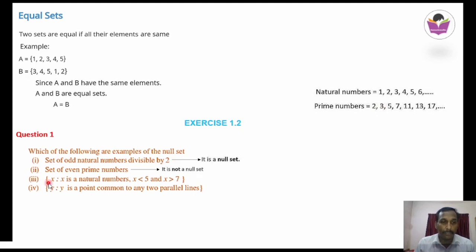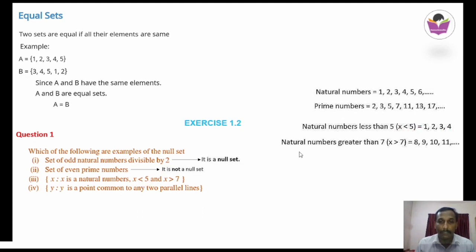The next is the set of all x such that x is a natural number, x less than 5 and x greater than 7. x means a particular number. That number should be less than 5 as well as greater than 7. Both the conditions should be satisfied. Natural numbers less than 5 are 1, 2, 3 and 4, as per the first condition. Likewise, natural numbers greater than 7 are 8, 9, 10 and 11, going from 8 onwards up to infinity.